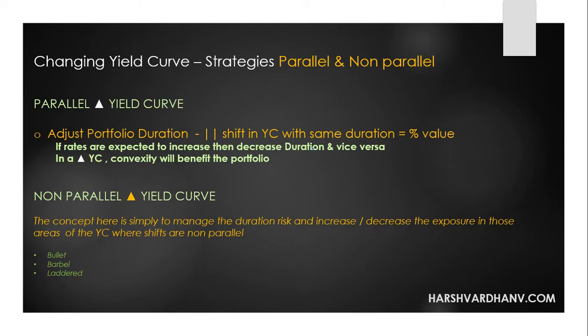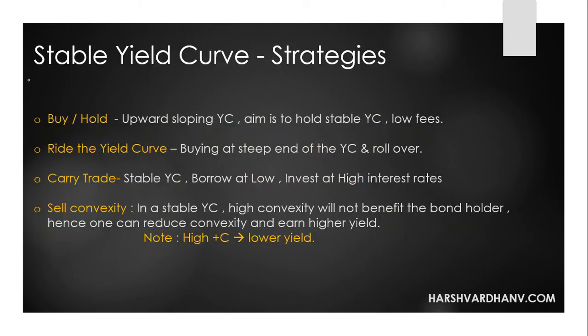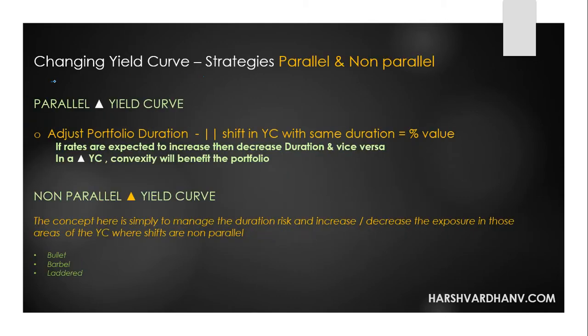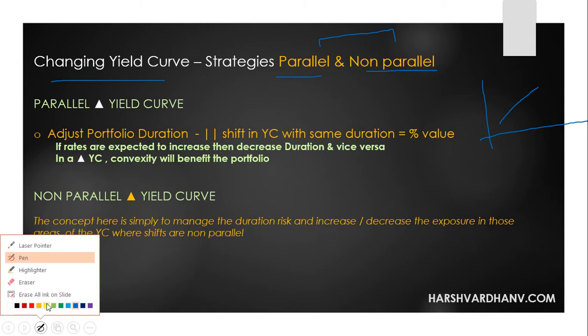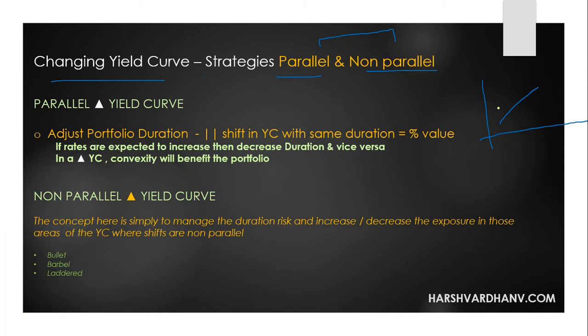Let's move ahead. The first scenario we saw was for the stable yield curve. Now we move to the changing yield curve, which is the ideal scenario, and the change could be both parallel and non-parallel. So we'll first see the parallel case. Suppose you have a yield curve over here, and you expect a parallel change in the yield curve.